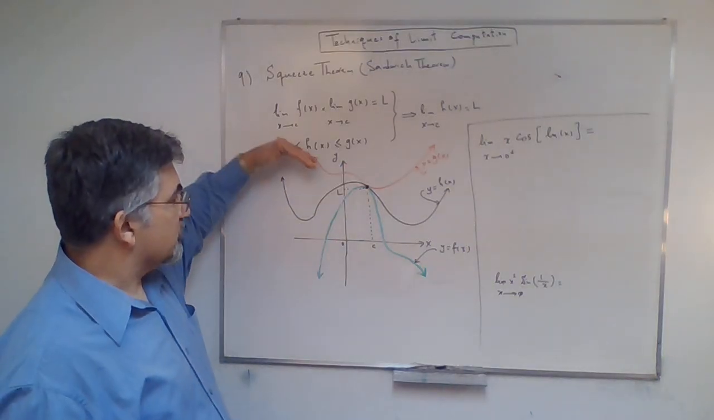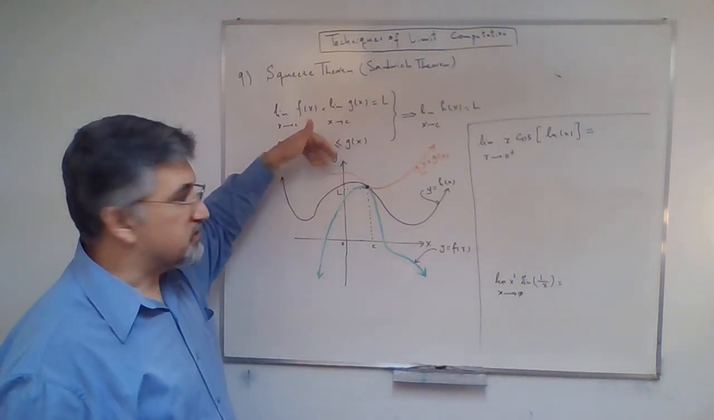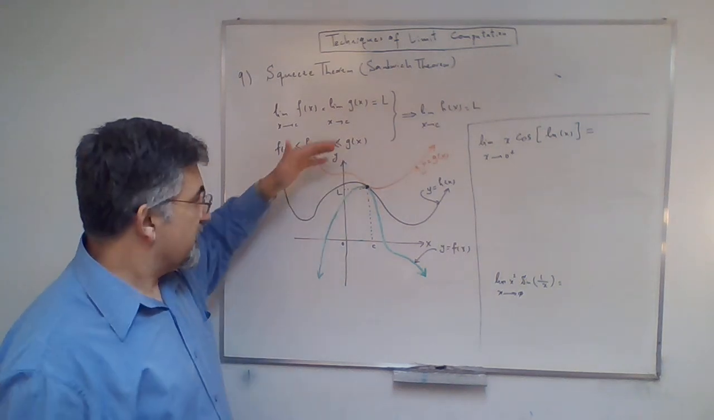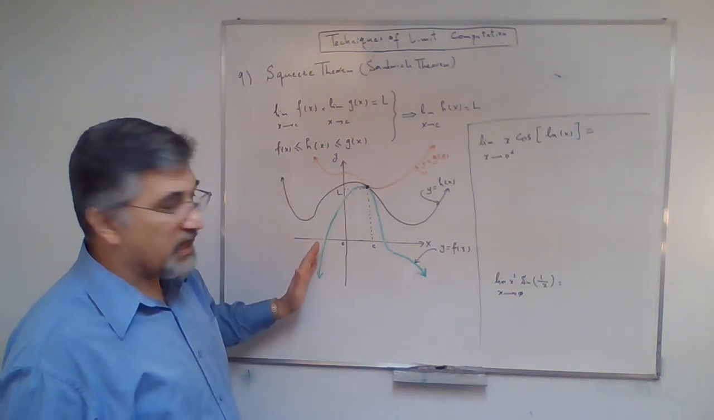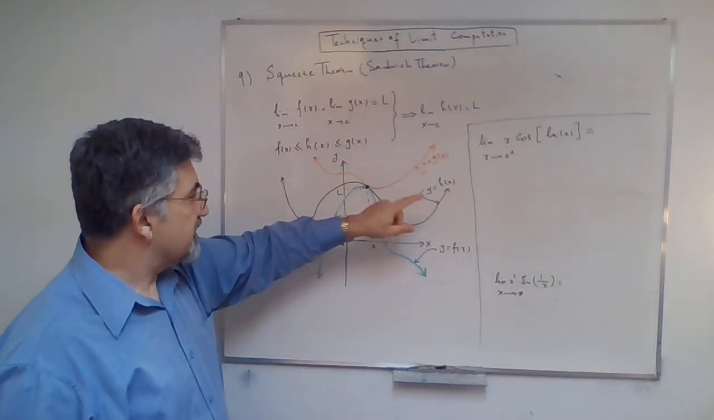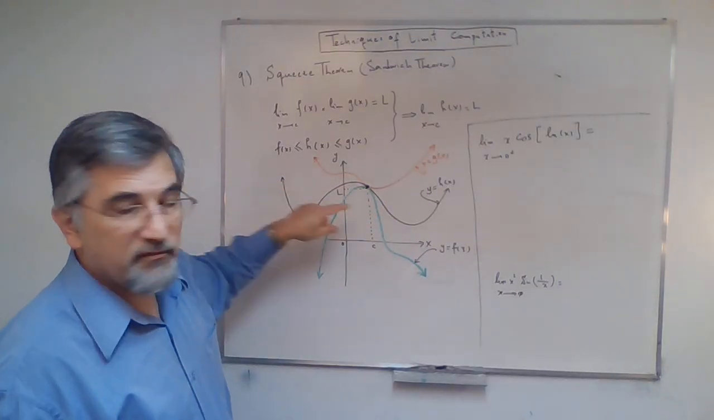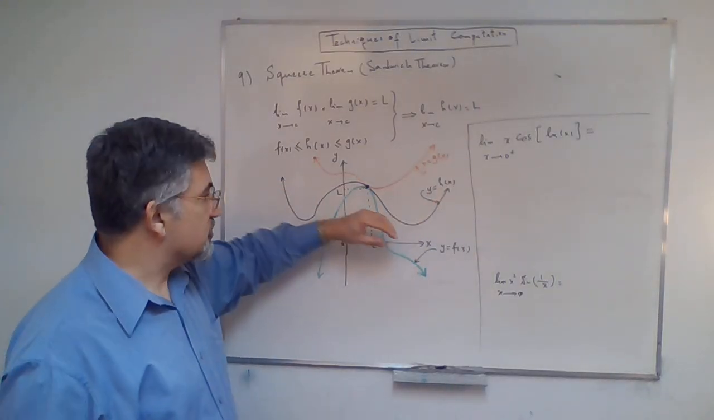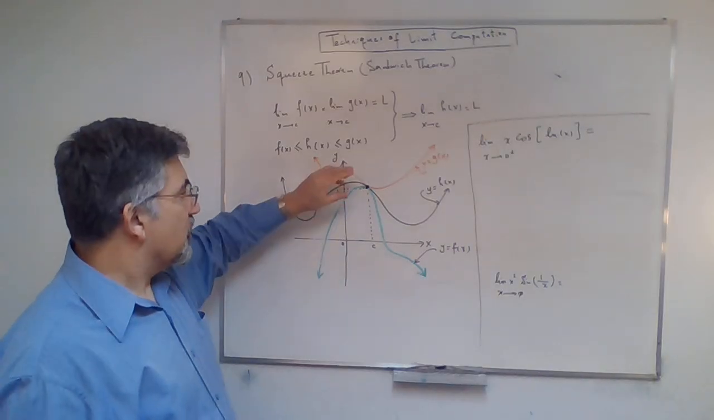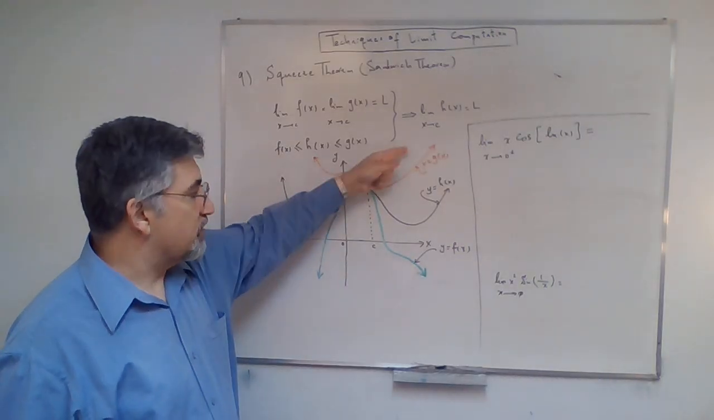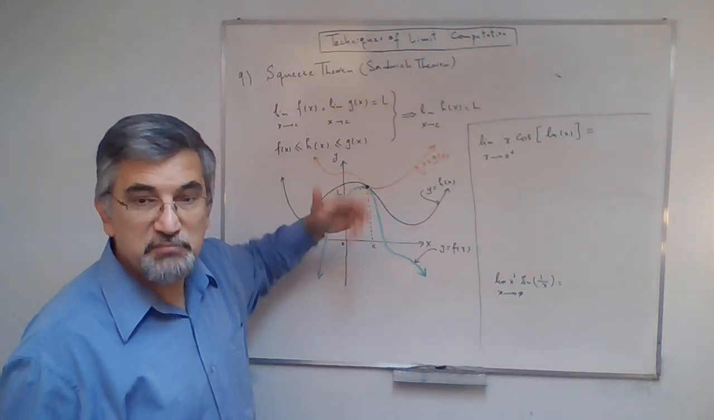So the top function is g of x. It's some sort of polynomial function maybe. And then we have f of x, which is the lower function. And then in the middle, there is another graph, the graph of function h of x, which is sort of squeezed in between the two graphs of g of x and f of x. So it's like a sandwich in between.